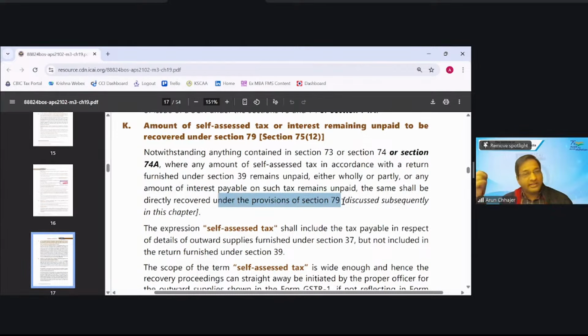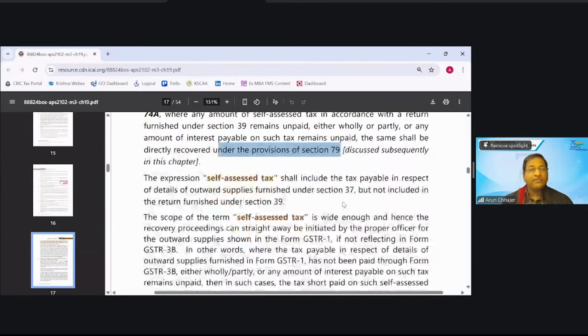What is the mode, we will discuss shortly, कि जैसे बैंक अकाउंट को अटैच कर सकते हैं, प्रॉपर्टी को अटैच कर सकते हैं, there are various modes. ठीक है, कलेक्टर का ऑर्डर इश्यू कर सकते हैं, कलेक्टर से रिक्वेस्ट करके ऑर्डर इश्यू करवा सकते हैं, something like that. And what is the meaning of this expression? Self-assessed tax shall include the tax payable as per GSTR 1 but not paid in the GSTR 3B.